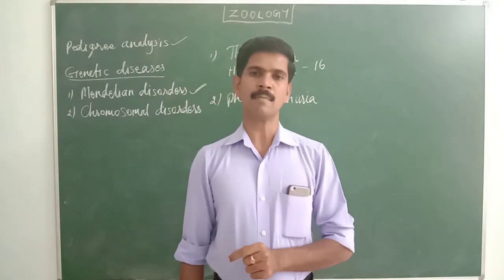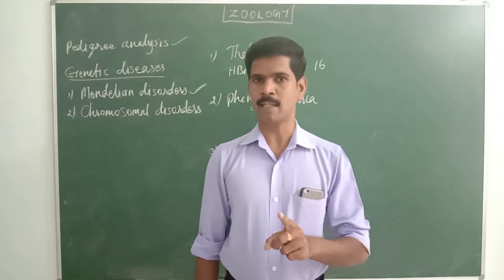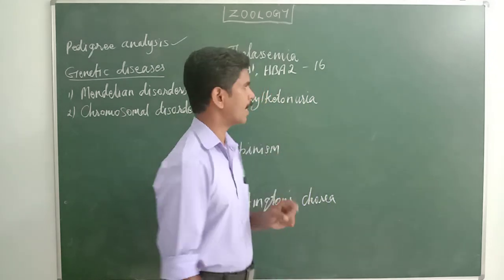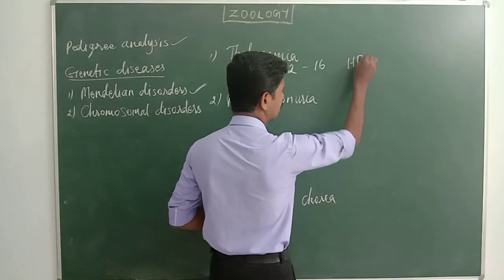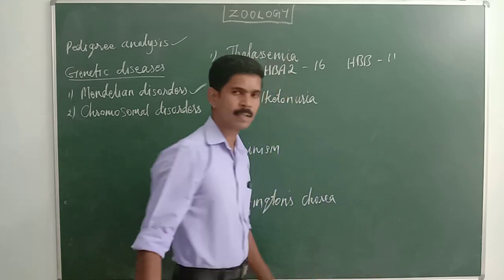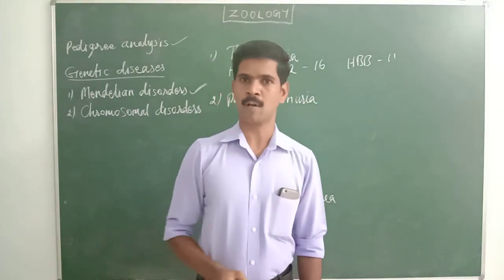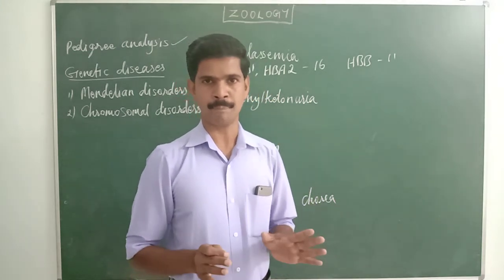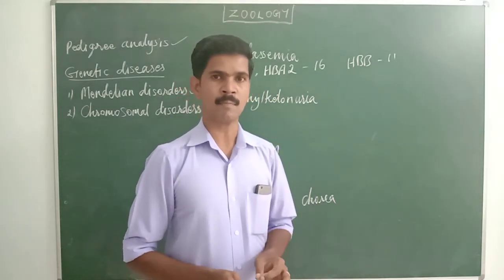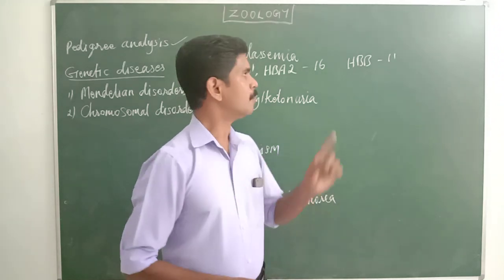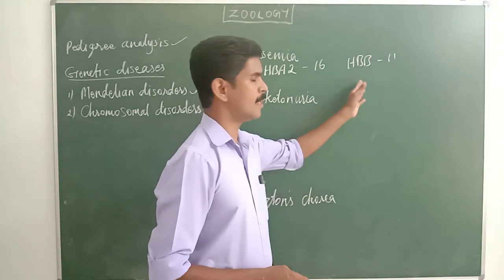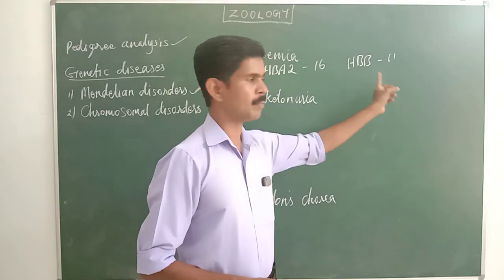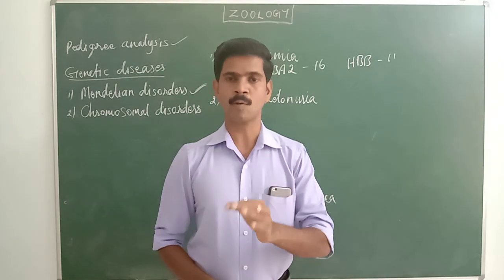Then beta thalassemia is controlled by 1 gene. That gene is located in the 11th chromosome, and the name of the gene is HBB gene. Hope you understood this point. So there are 3 genes responsible for thalassemia: 2 genes control alpha thalassemia, and 1 gene controls beta thalassemia. Beta thalassemia is controlled by the HBB gene located in the 11th chromosome, and it is otherwise called Cooley's disease.